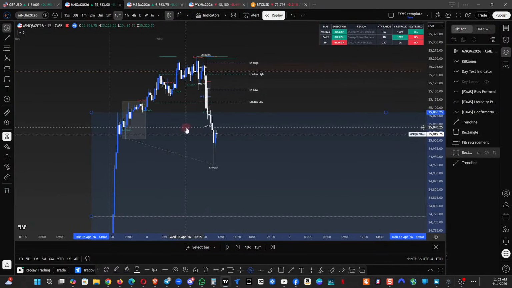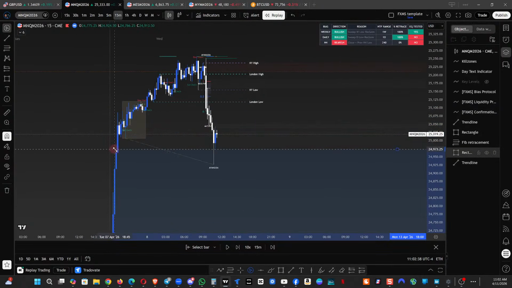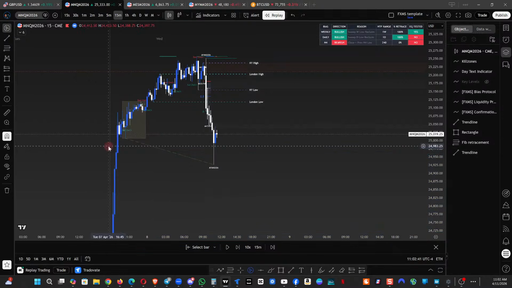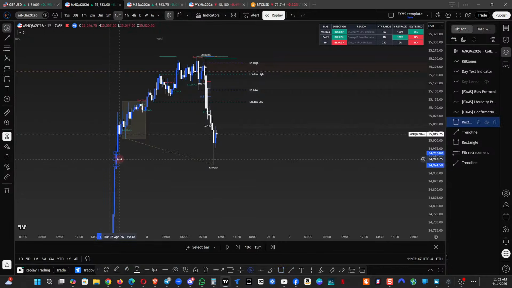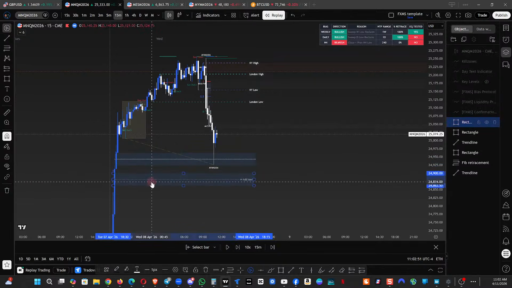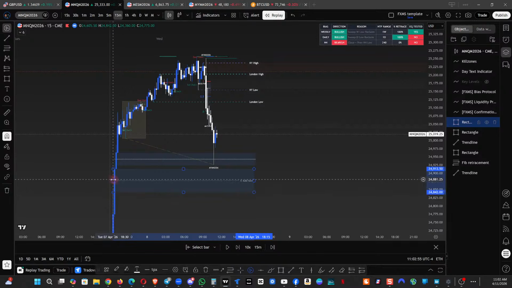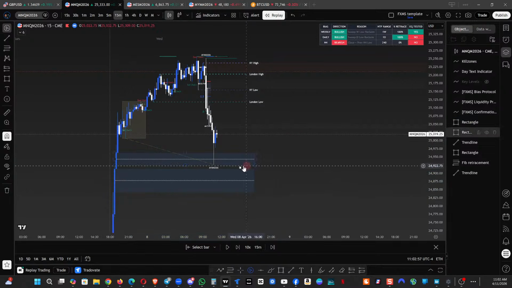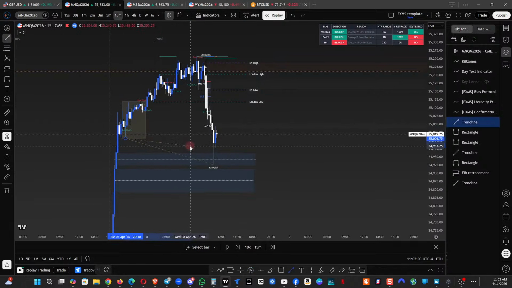So inside of the 4-hour imbalance, if I go to the 15, I can see I got a 15-minute imbalance, right? I could refine it to some 15-minute imbalance. So I've got here a 15-minute imbalance. I've got another one just below that, right here as well. Okay, and did we sweep some liquidity? We did, right? We swept Asia low liquidity here into that imbalance.